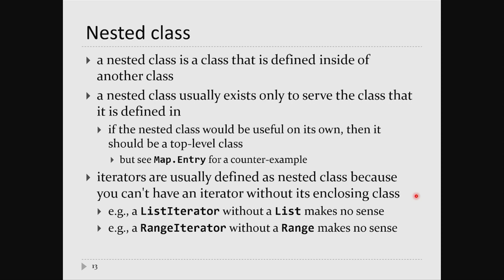Okay, now iterators in general are normally defined as a nested class, right? Because it doesn't make sense to have an iterator without its enclosing class. In other words, it doesn't make sense to make a list iterator if you don't have a list. What's it going to iterate over? It doesn't make sense to have a range iterator if you don't have a range object. What's it going to iterate over if it doesn't have an enclosing class?